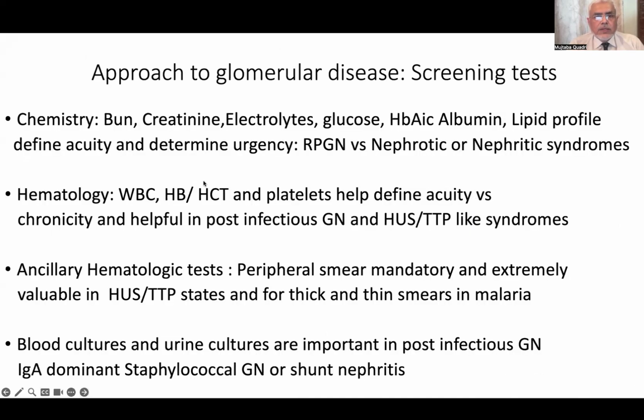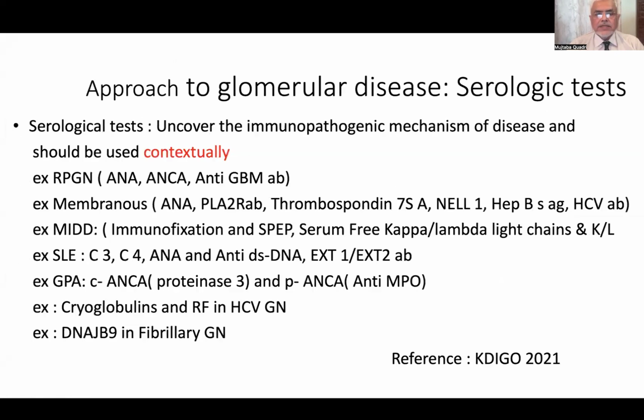The chemistry, of course, you need all the electrolytes and BUN, creatinine, cystatin C in some cases if you want, hemoglobin A1C, albumin, lipid profile, to determine whether you're dealing with an RPGN versus nephrotic and nephritic syndromes. And hematologically, you need the CBC, helpful in, of course, HUS, TTP and also post-infectious GN. And then a peripheral smear is mandatory, especially when you're suspecting HUS or TTP states. And for malaria states, you need the thin smears. You should routinely do blood cultures and urine cultures when you have suspicion of post-infectious IgA dominant staph GN or various forms of shunt nephritis.